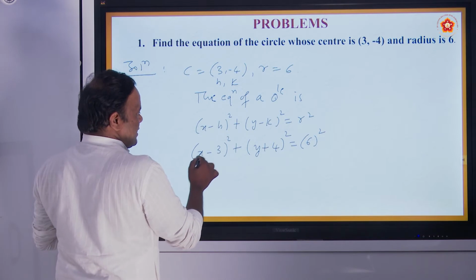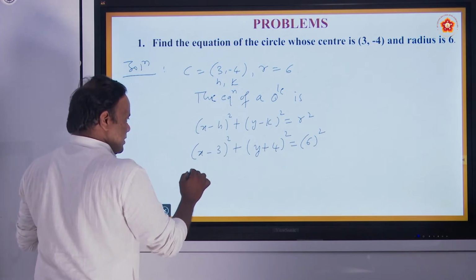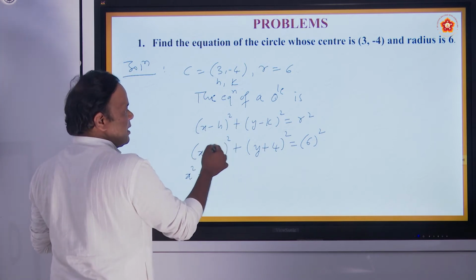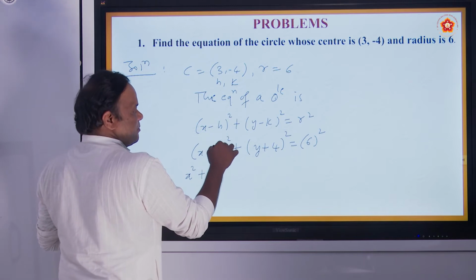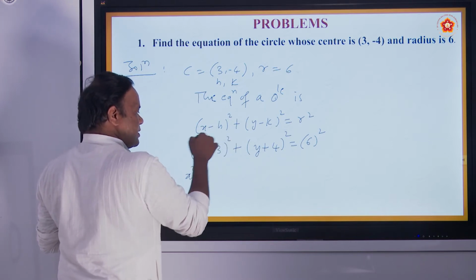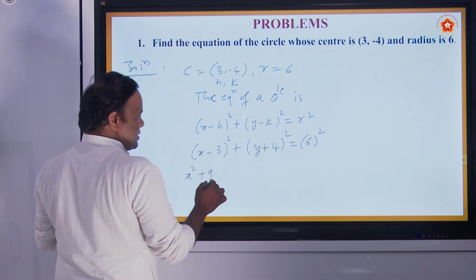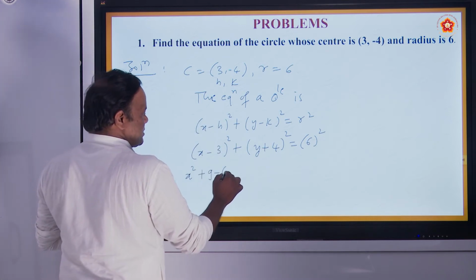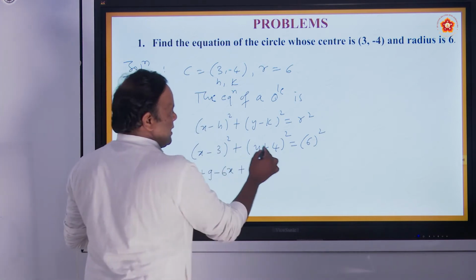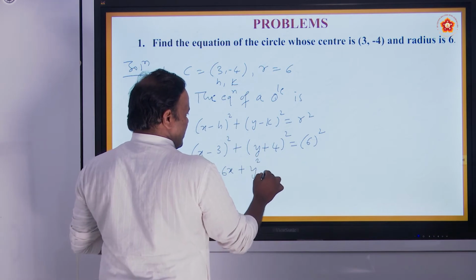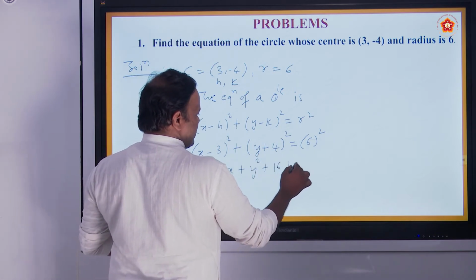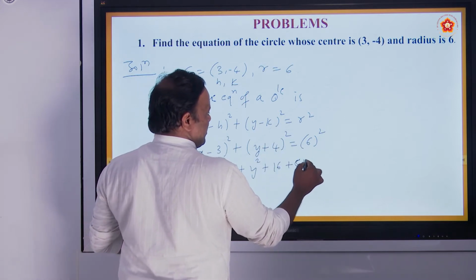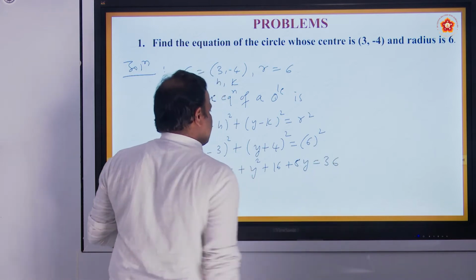Simplify this using the a minus b whole square and a plus b whole square identities. This becomes x square plus y square. For a minus b whole square, a square plus b square, where b is 3, is 3 square, which is 9, minus 2ab, 2 into x into 3, which is 6x. Similarly, a plus b whole square gives y square plus 16, 4 square is 16, plus 2ab, 2 into y into 4, which is 8y, equal to 6 square, which is 36.